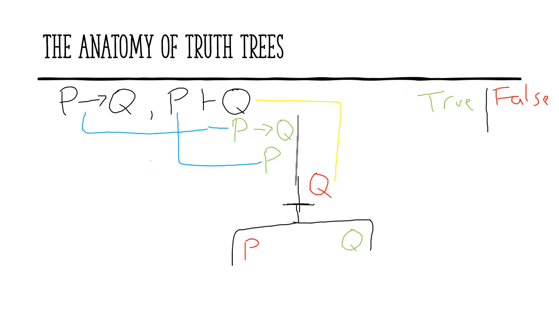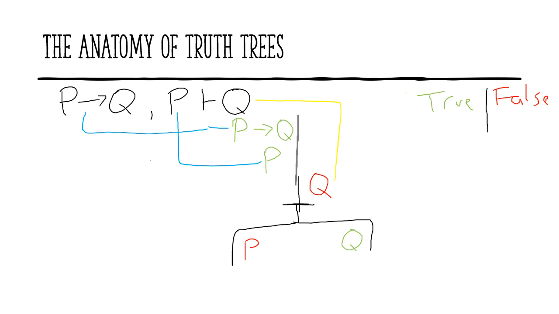So again, green is true, green's on the left, red's on the right. So when I split them, I have a red P here, I have a green Q here, because the Q's on the left and the P is on the right. So remember, left side is true, right side is false.